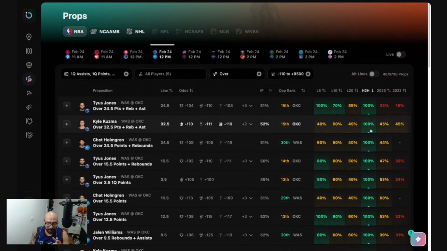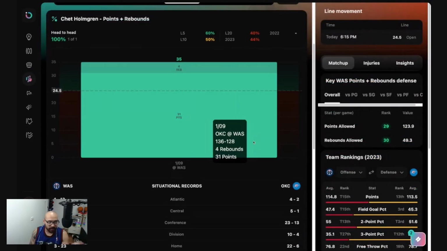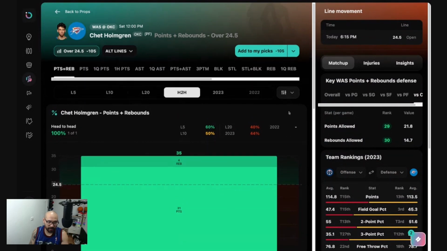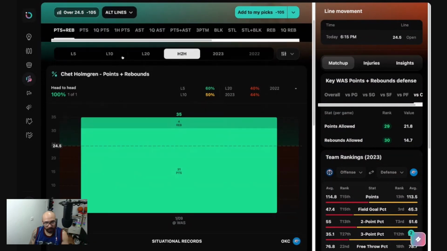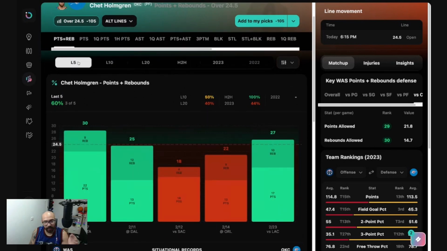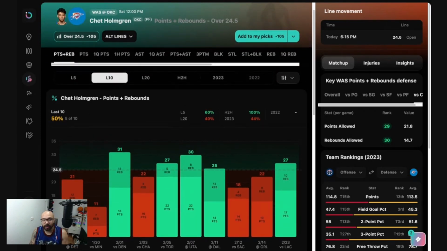Looking at head-to-head matchups, let's check this out real quick. So we've got Chet Holmgren, 24.5 points and rebounds. He's only versed the Washington Wizards once, but he did score 31 points and 4 rebounds. As a center, it's an easy matchup. Second easiest matchup for points, the easiest matchup for rebounds. 31 and 4 in their last matchup. In his last 10, he's covered this in 5 of those games, and in his last 5, he's covered it 3 times. So the matchup for this one is pretty good.